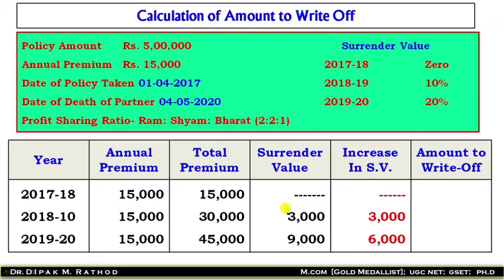First year 0, from 0 to 3,000 it became, so increase 3,000. From 3,000 to 9,000 the surrender value became, so increase of rupees 6,000. Now with the formula annual premium minus increase in surrender value, we are getting the amount to be written off. So 15,000 minus 0, 15,000; 15,000 minus 3,000, 12,000; and 15,000 minus 6,000, 9,000. So this is the amount to be written off for every year: 15,000, 12,000 and 9,000. Clear?